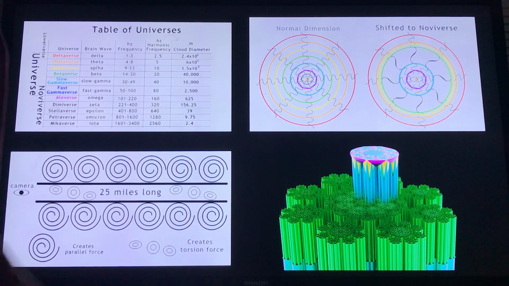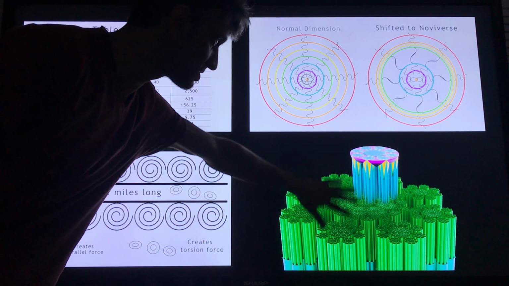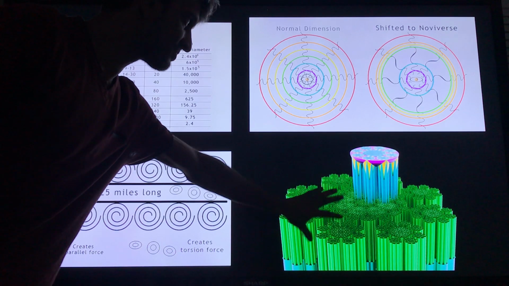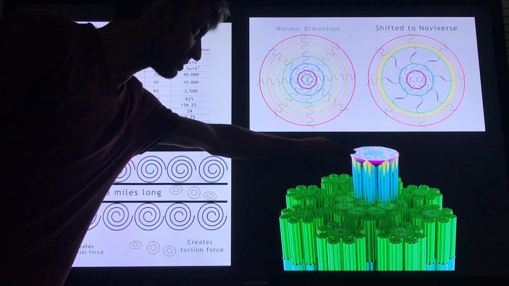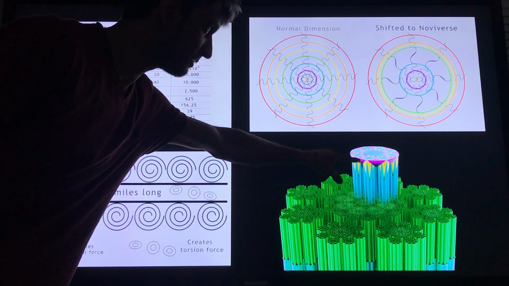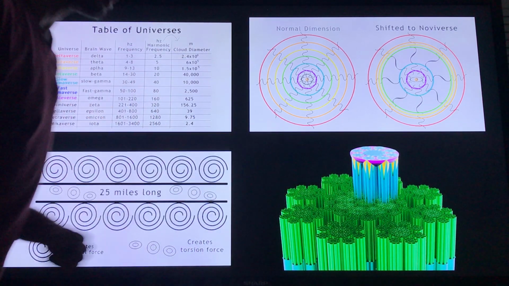Okay? So this is just human consciousness, right? Plugged into a universe. No dimensional shifts in this drawing, right? This is just normal human consciousness, delta up to alpha, delta, theta, alpha, plugged into the human consciousness, okay?